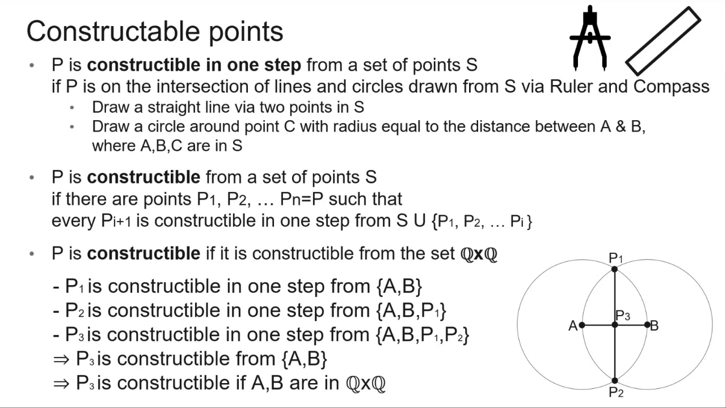But once we have P1, you can similarly construct P2, actually using the same circles and lines. And once we have P1 and P2, we can draw a line between them and find the intersection between this line and the line AB. And then P3 is also constructible in one step from A, B, P1, and P2. And P3, since it's the end of this sequence of constructible points, is constructible from the original set A, B. And if A and B happen to be rational numbers, then P3 is just constructible. Okay, so that's just the definition of constructible points.